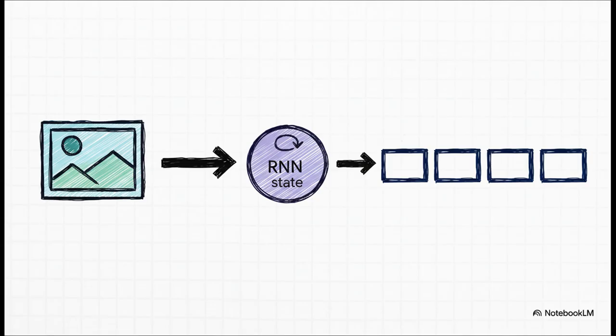This is where things get really powerful for generative tasks. The network takes that one input, thinks about it for a second, and then uses its own internal memory, what we call its hidden state, to start creating a whole series of outputs. The classic example? Image captioning. You give it a single picture, and boom, it starts writing a sentence to describe it, one word at a time.